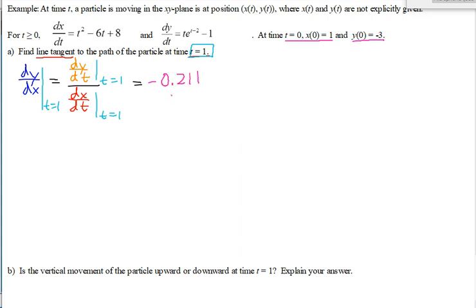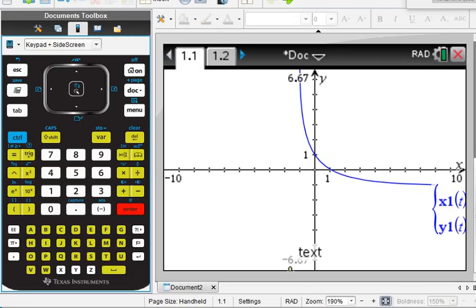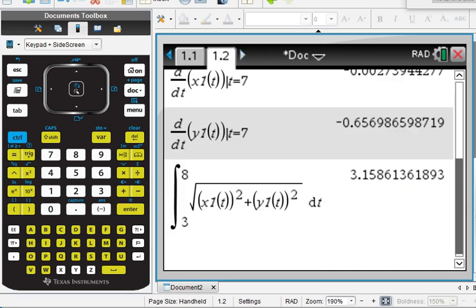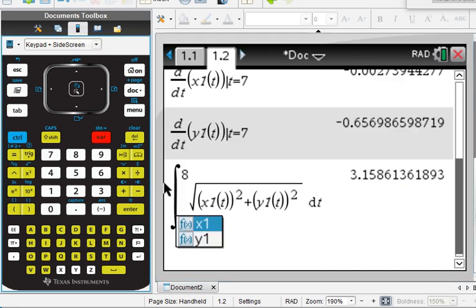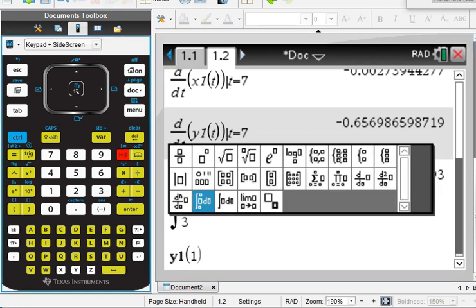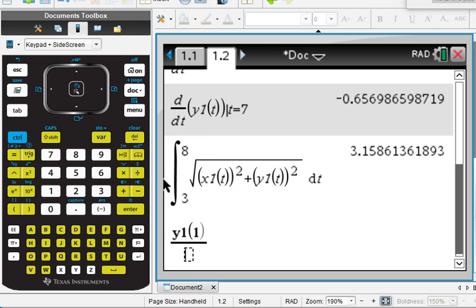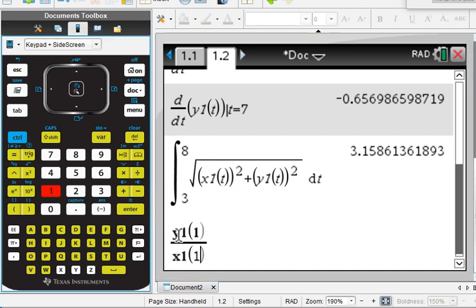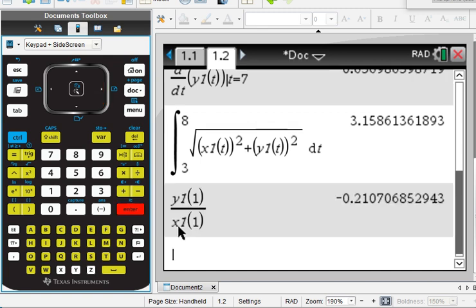That's our slope of our tangent line. And again on the Inspire, back to here, you would just go variables y1 of 1, you can put in the fraction here, and then variables x1 of 1. Get the same thing. Alright, so now the other thing we need beside the slope is the point of tangent.